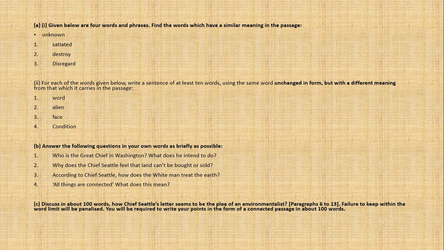Talking about section A, part 1, it says: given below are four words and phrases. Find the words which have similar meaning in the passage. This is helpful because you cannot use the same words in a passage again and again, or in a sentence again and again. It sounds very annoying and distracting.